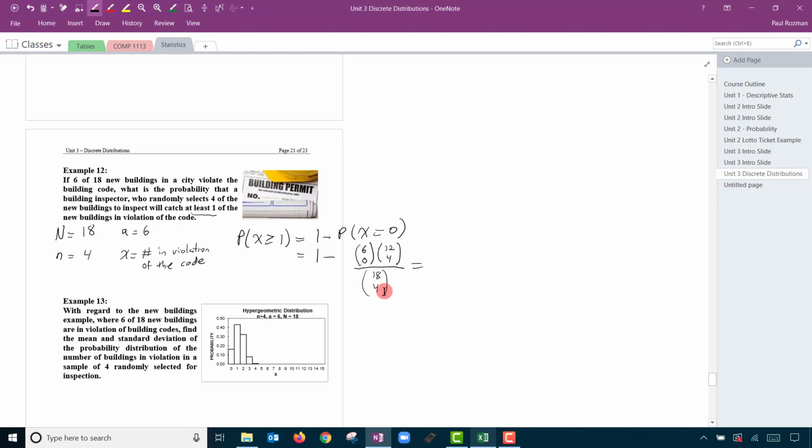You can plug these combinations into your calculator. You'll get 0.8382.